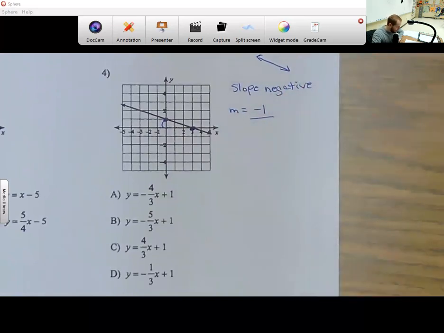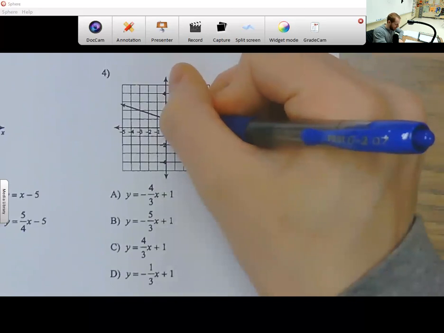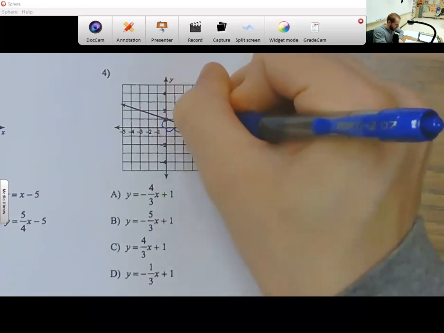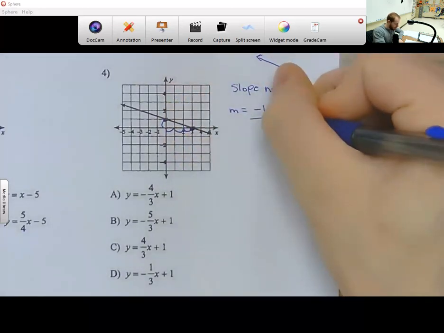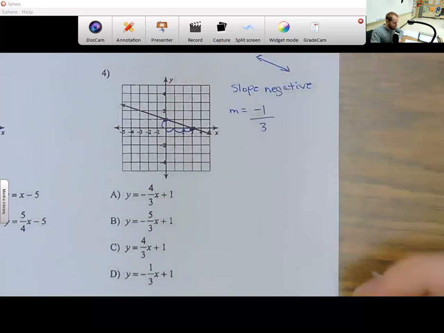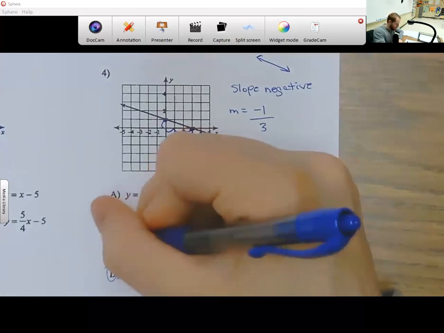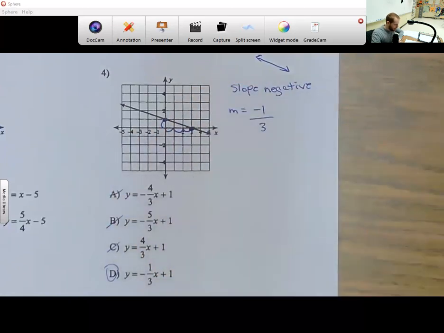Okay. Now, how far does it run? How far does it go to the right or the left? Well, it goes right 3 times. 1, 2, 3. So I'm going to put a +3 under here. So my slope is going to be -1/3. So that only matches up with D. So I know my m is -1/3.